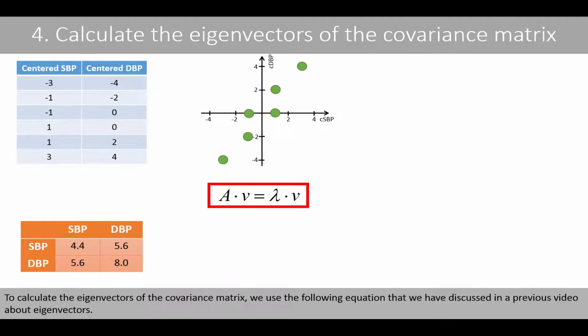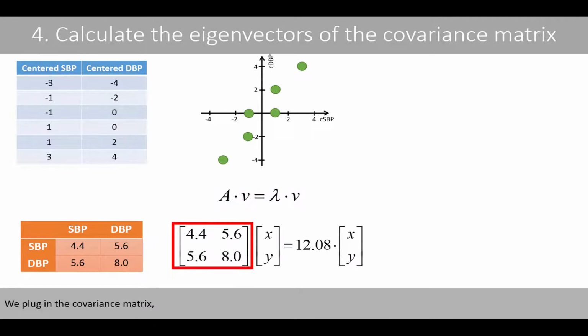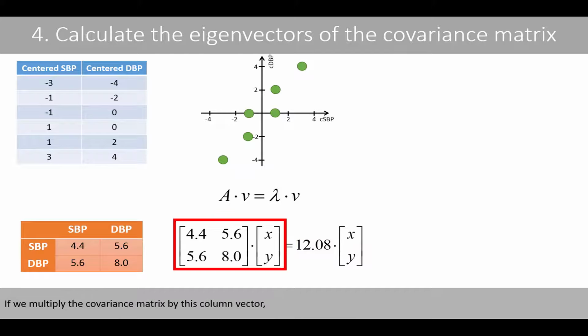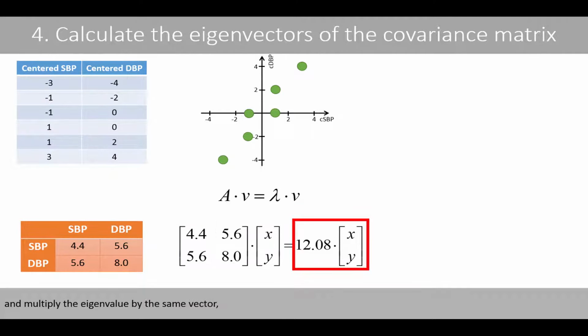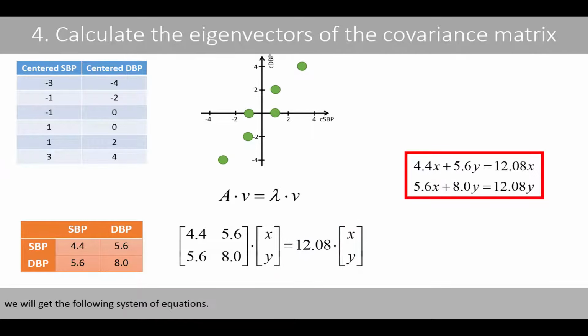To calculate the eigenvectors of the covariance matrix, we use the following equation that we have discussed in the previous video about eigenvectors. We plug in the covariance matrix and one of the two eigenvalues. If we multiply the covariance matrix by this column vector and multiply the eigenvalue by the same vector, we'll get the following system of equations.